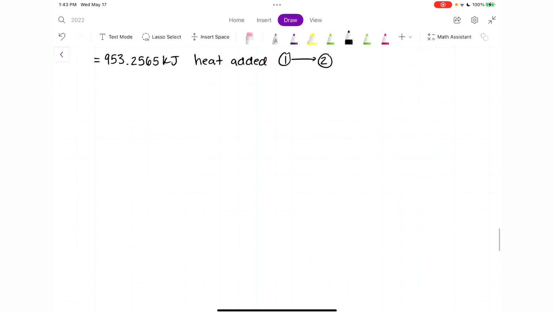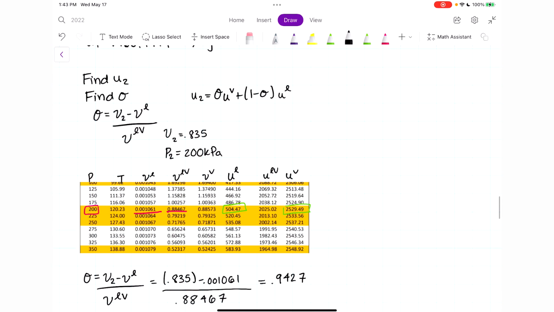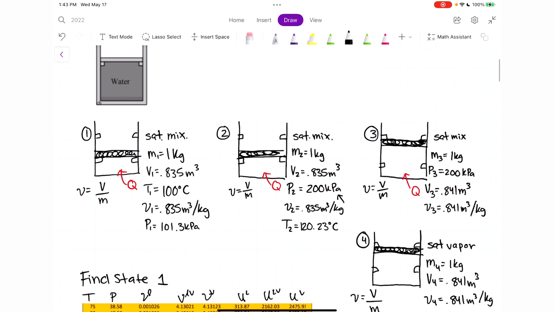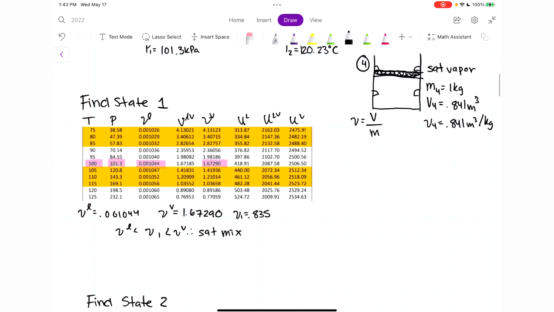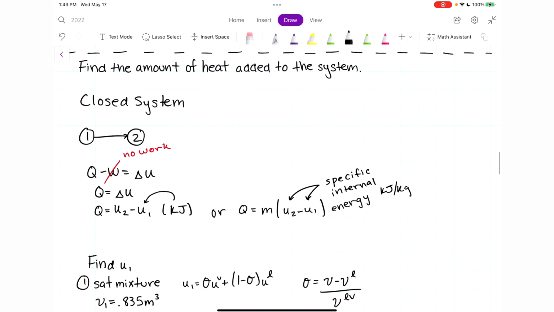So now we do state 2 to state 3. Since it's a closed system, we use the formula Q minus W is equal to delta U. From state 2 to state 3, the piston does move, so we have work involved.